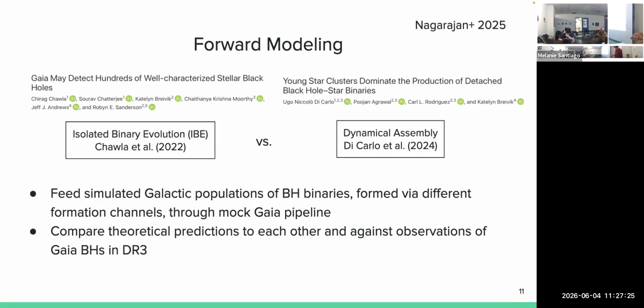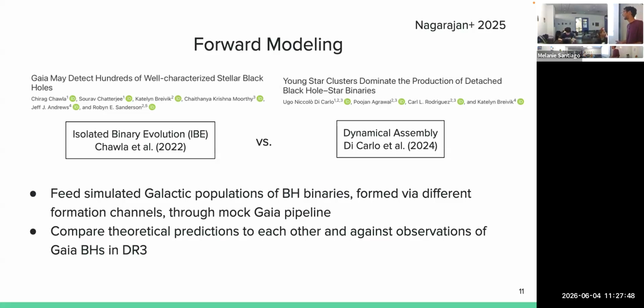What I did with this improvement last year, I tried to implement this to essentially take two different simulated galactic populations of black hole binaries from population synthesis modeling, where you assume two different formation channels. One is Chawla et al. 2022. They assumed IBE. You might have seen that in that plot over time I showed you before.